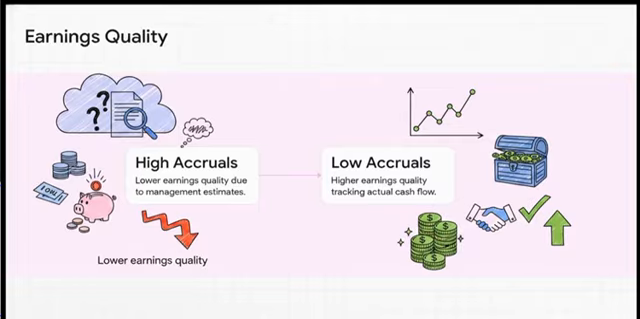On the flip side, step two, low accruals mean the net income is tracking really closely to the actual cash flow. That leads to higher earnings quality. You can just trust those earnings a whole lot more.